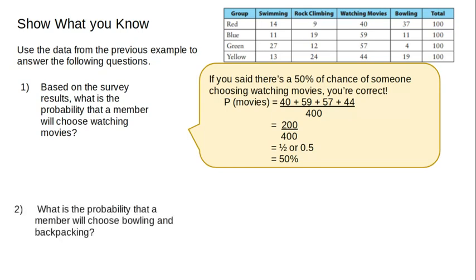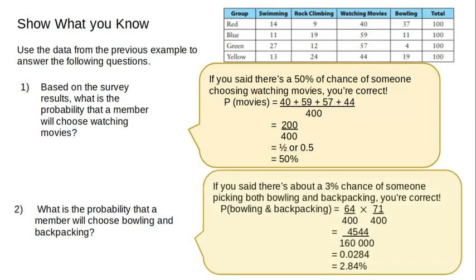Number 2, what is the probability that a member will choose bowling and backpacking? If you said there's about a 3% chance of someone picking both bowling and backpacking, you're correct. In this case, we'll take the total number of people that chose bowling, 64, divided by 400, then multiply it by the total number of people that chose backpacking, divided by 400. That would give us 4,544 out of 160,000, which would be a 2.84%.